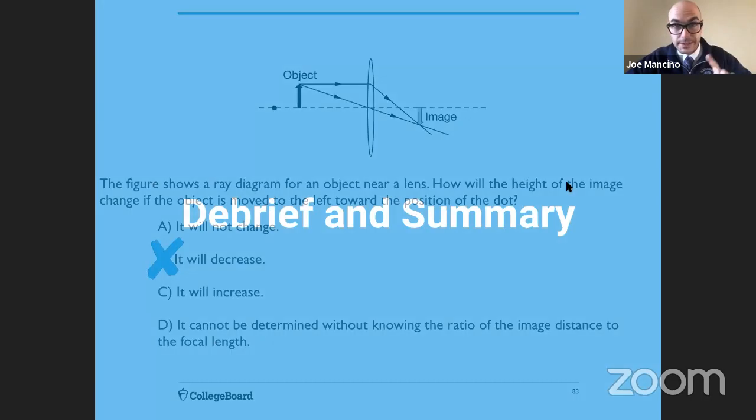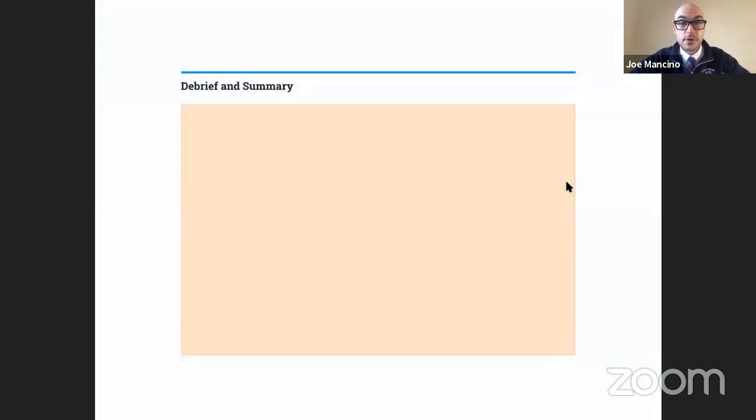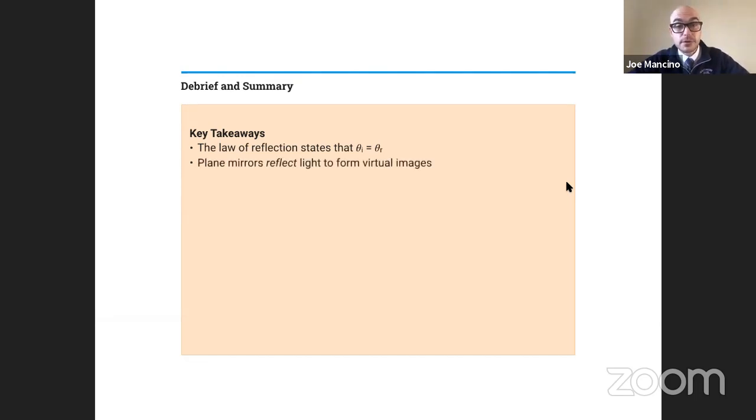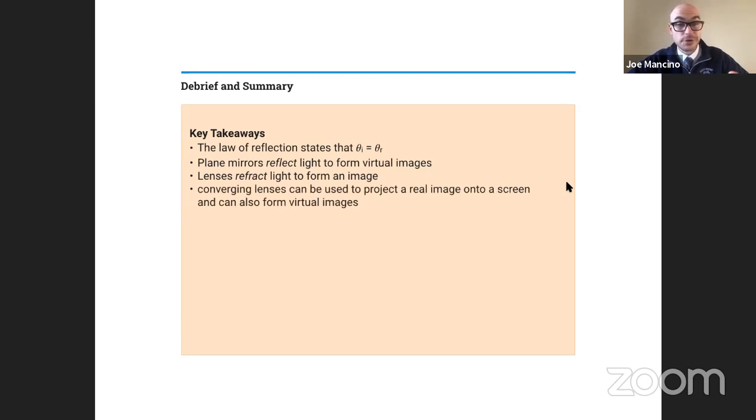All right, let's summarize and talk this through. First of all, here's what we were hoping that you're walking away with today. First off, the law of reflection states that the incident angle equals the reflected angle. Plane mirrors reflect light to form virtual images. Remember the babies looking through the mirrors at their new best friends? Lenses refract light to form images. Converging lenses can either project a real image on a screen, and they can also form virtual images when used as a magnifying glass. Diverging lenses can only form virtual images.